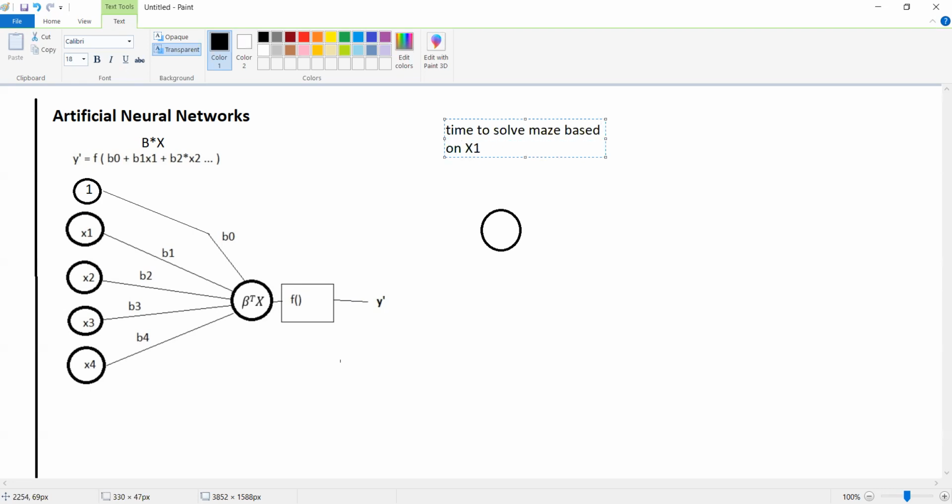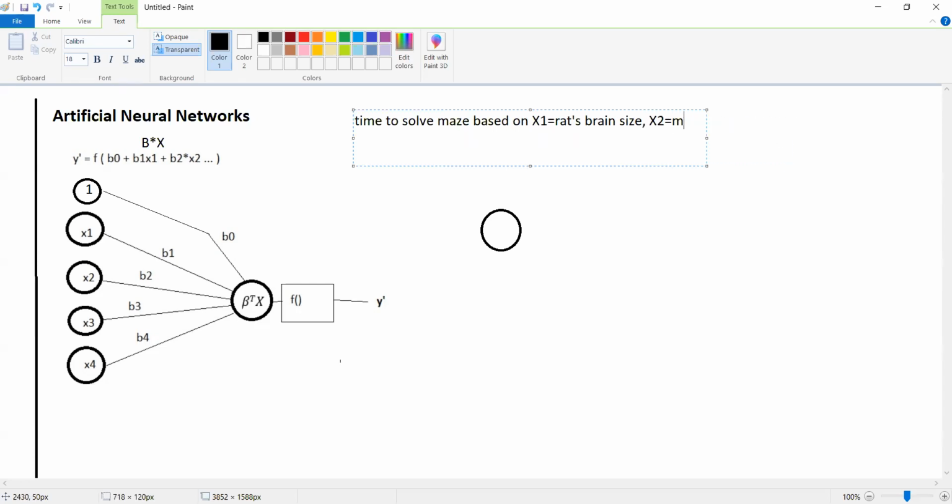based on x1, which will be the rat's brain size. Yeah, that's good. I like that. And we can do x2. It can be if the rat has a certain mutation. It can be one-hot encoded. Let's do it binary: if the rat is mutated or not. Okay, based on x1 and x2, the mutation.